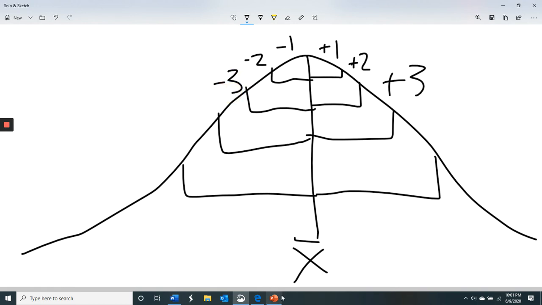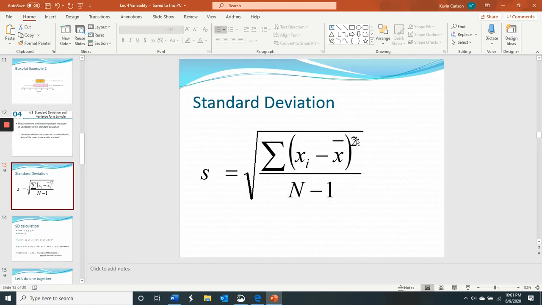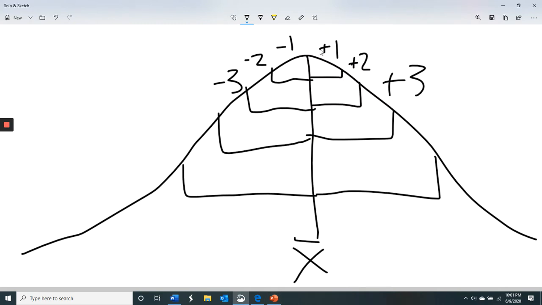So in that formula that I just showed you, if we didn't have that square, what would you do if you added all these together? If you added all those together, you're going to come up with 0. Because -3 + 3, -2 + 2, -1 + 1, they're all going to cancel out each other. And so in the end, you're going to have a variability of 0, and there's not a variability of 0 here. So we have to square these things.